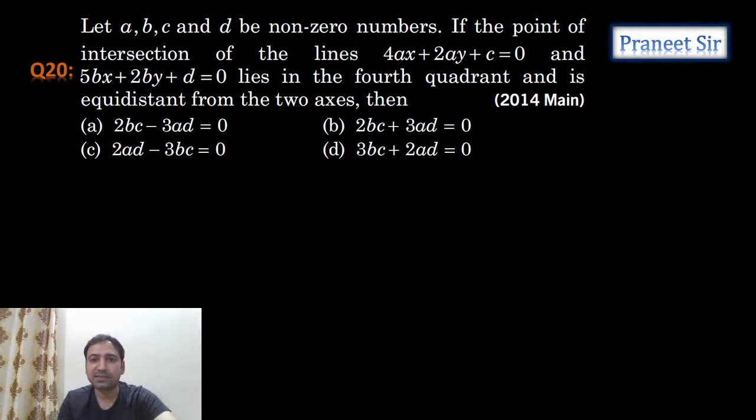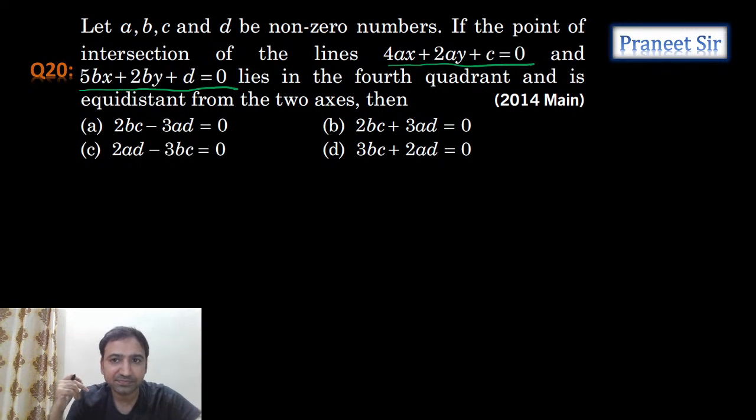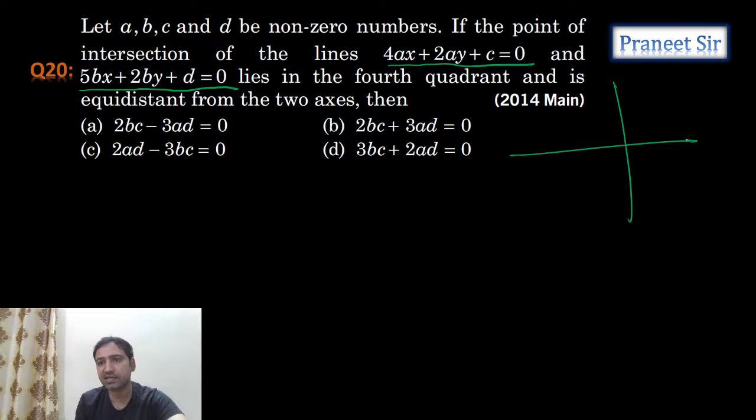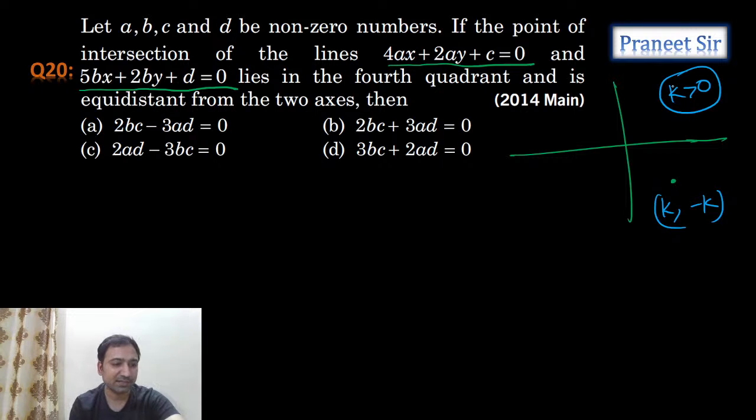Yeah. Next one, how much are you getting, guys? If the point of intersection of 4ax plus 2ay plus c is equals to 0 and 5bx plus 2by plus d is equals to 0 lies in the fourth quadrant and is equidistant from the two axes. So if it is equidistant from two axes and in the fourth quadrant, can I take the required point as k comma minus k, where k is positive? Can I take it like this?